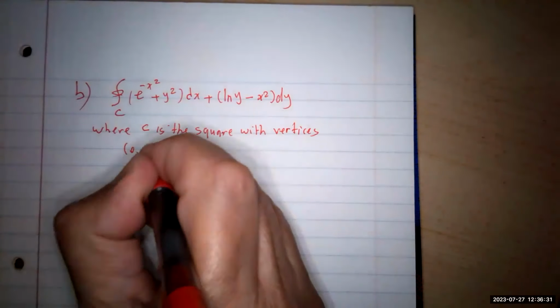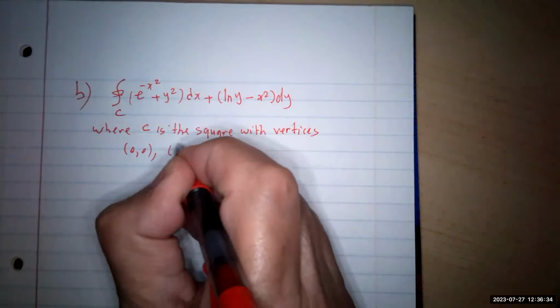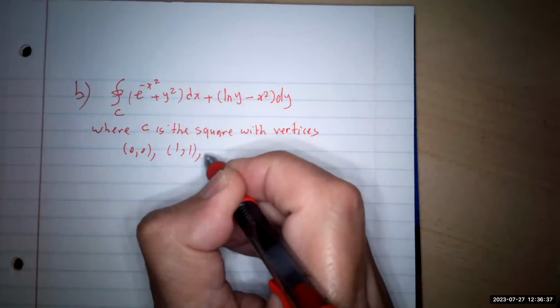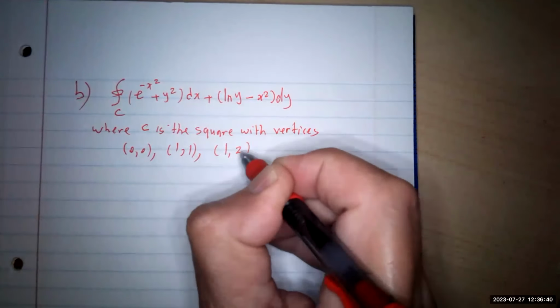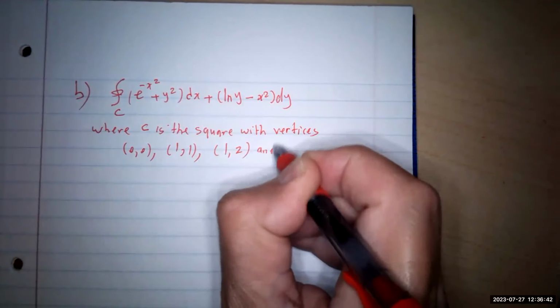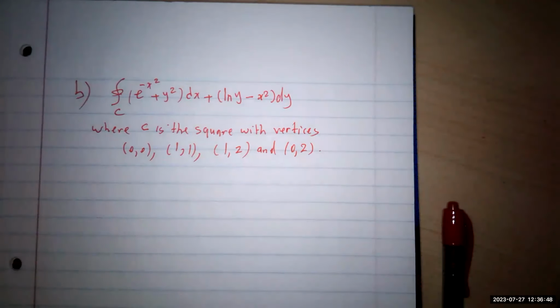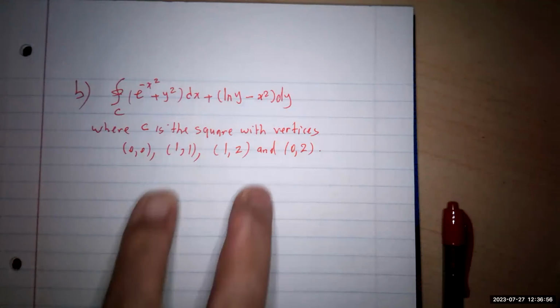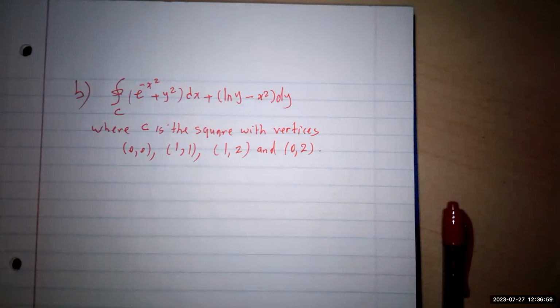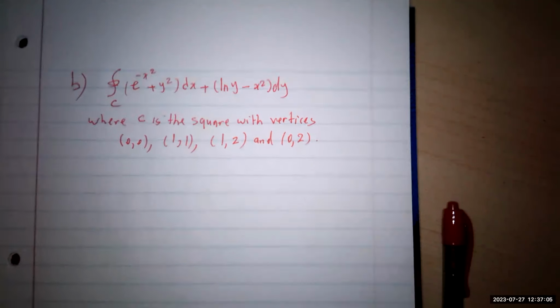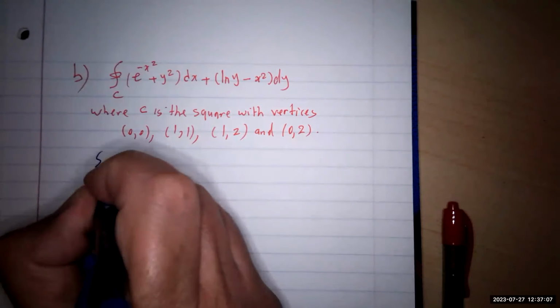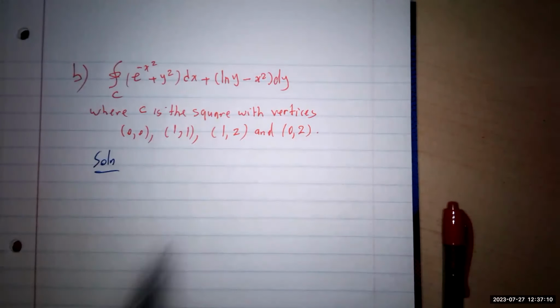And the points are 0, 0, okay, 1, 1. 0, 0, 1, 1, 1, 2, 1, 2, and 0, 2. Remember, you're supposed to have a closed path, and this is going to be a very nice closed path. Okay, so get these points, locate them on the XY coordinate to see if your region qualifies for Green's theorem. So solution, get these points.